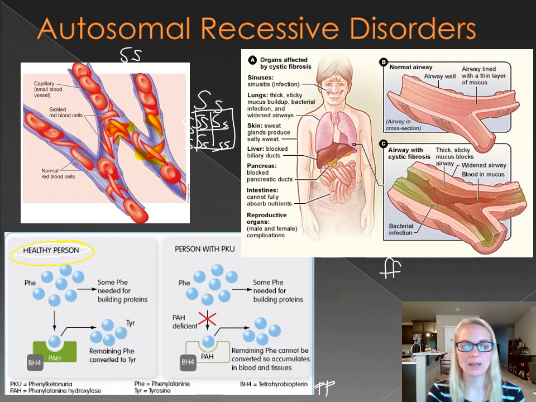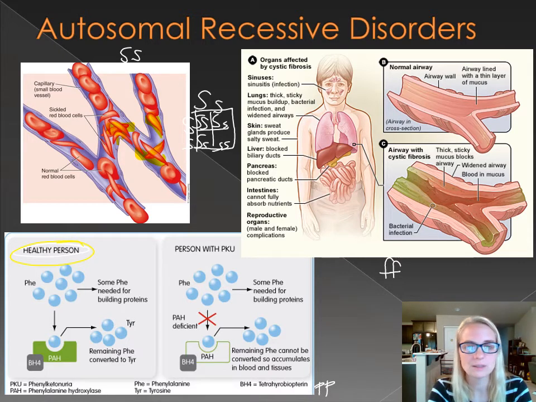And so their body has this buildup of phenylalanine, which accumulates and circulates in the blood. And if it accumulates too much, it can become toxic and start damaging tissues, especially brain tissue. So this is what babies get tested for, usually within their first week of life.